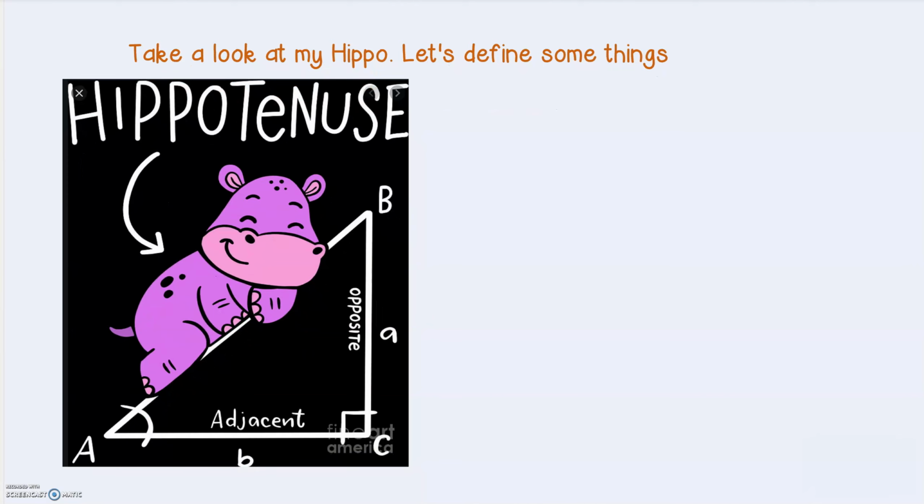So now I want you to take a look at my hippo. And we're going to define some things. So if you notice, one of the words that we have on here we've already learned, and it's adjacent. And if we remember, adjacent just means next to. And so when we're talking about this, we're saying that the adjacent line is the line next to the angle in question. So if we're over here looking at angle A, we're going to say that line B is adjacent to angle A. It's the line next to that angle. So that's adjacent.